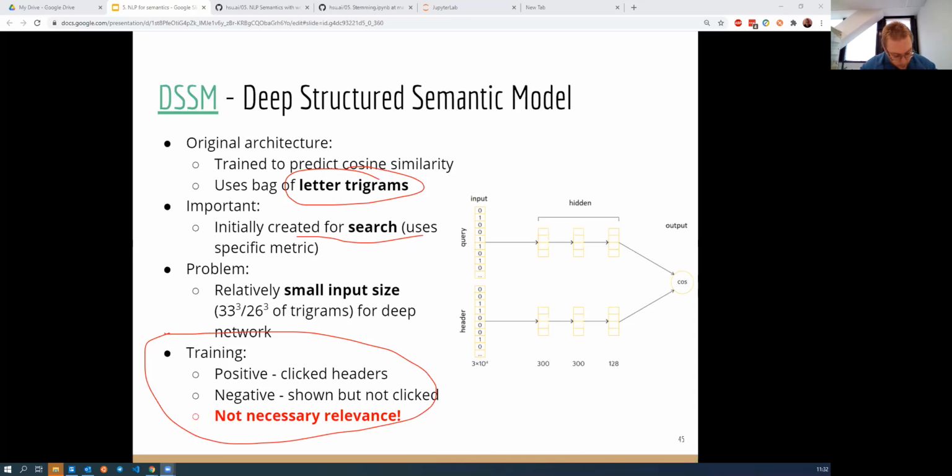So to sum up, if you want to train the model for search, try to use the data for search. That's, I think, a good idea.